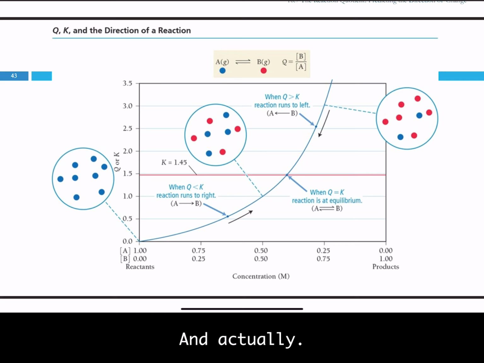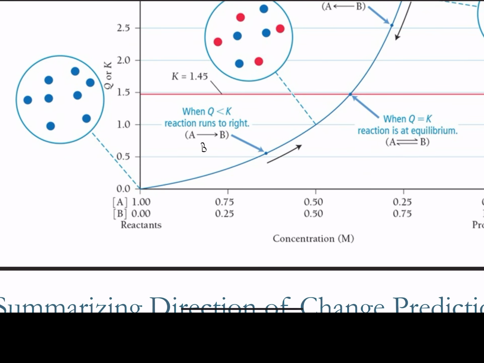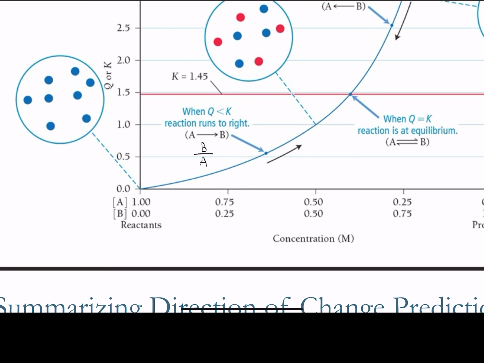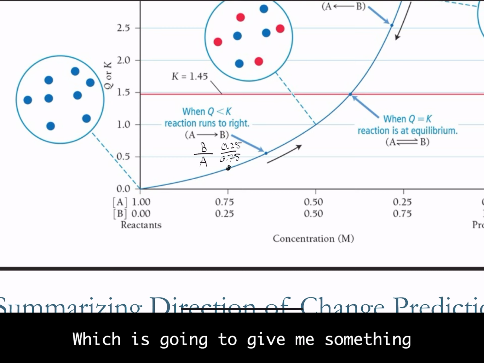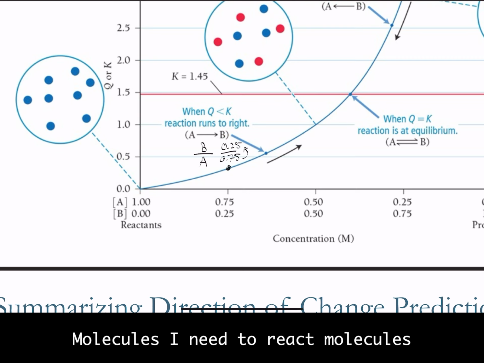And actually, at this point down here, this is B over A. What that's saying is I want to get to 1.45. Let's say for this point, this is 0.25 divided by 0.75, which is going to give me something like a third, 0.33. To move to the right, I need to react molecules from the reactants to the products.